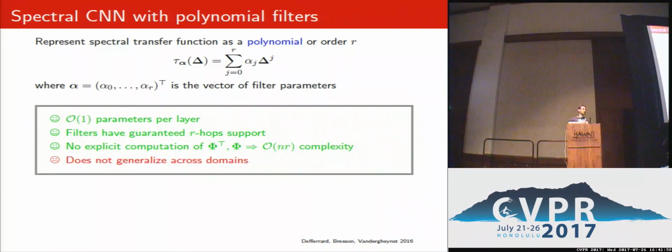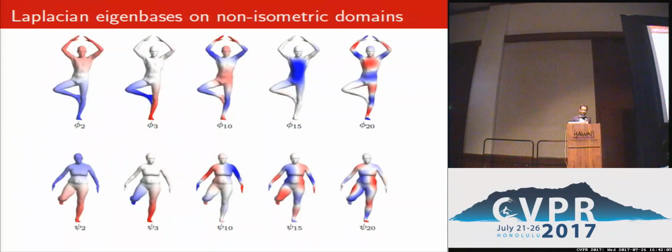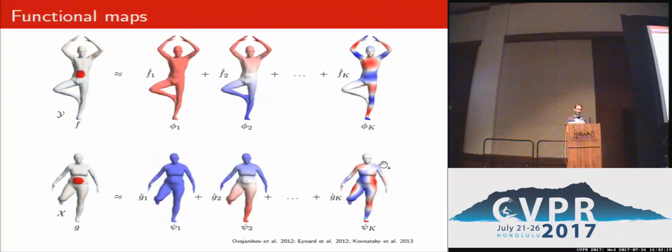Again, we don't have generalization across domains. So this deficiency still remains. And again, why don't we have generalization across different domains? Because the eigenvectors, especially the high frequency ones, behave differently on different shapes. You can see here, for example, the 20th eigenvector of the Laplacian looks very different.